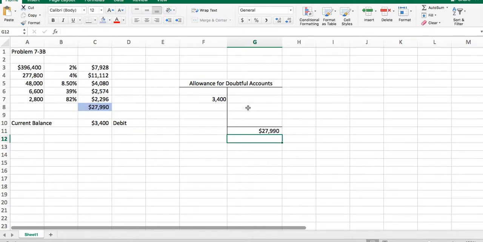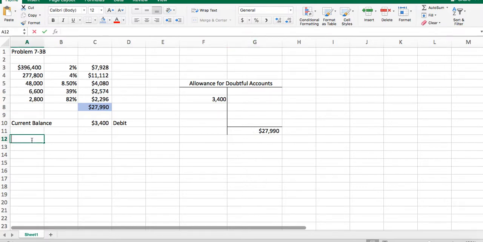Okay. So what we have to do is a journal entry to have an ending balance of $27,990. And this is algebra, if that helps. You basically are going to say, what can I put here? So a debit balance less that will equal this. Now, a lot of you can do that in your head. I have to do it algebraically. But this one's pretty straightforward. Basically, it's the $27,990 plus the $3,400.